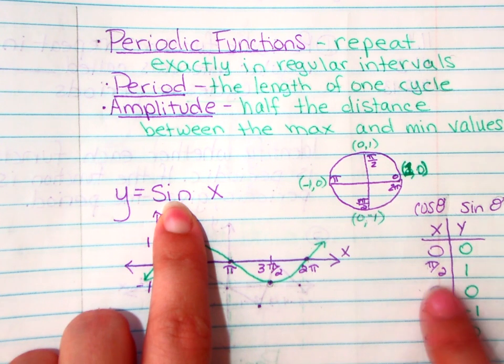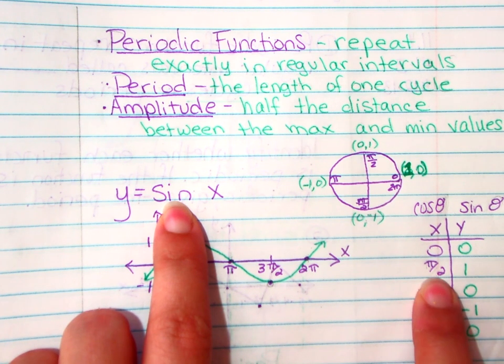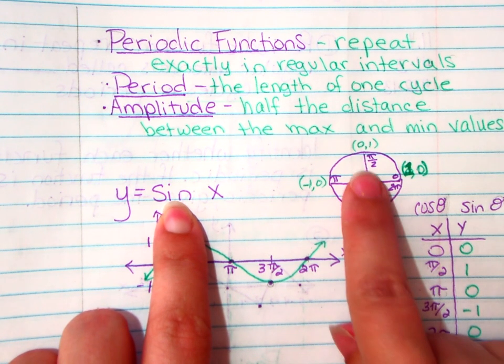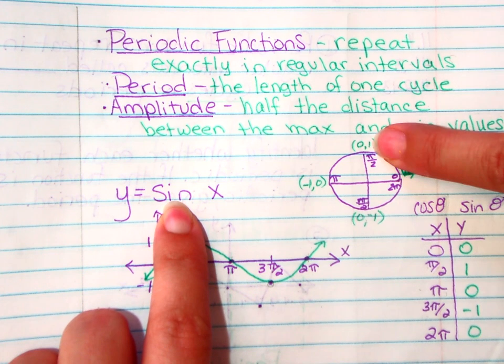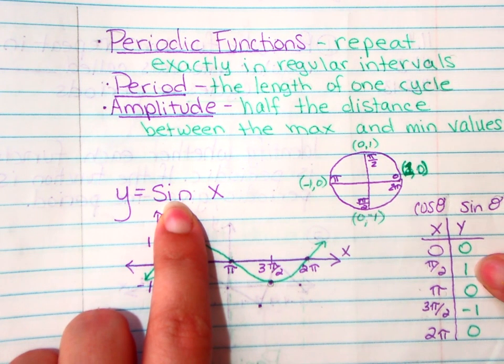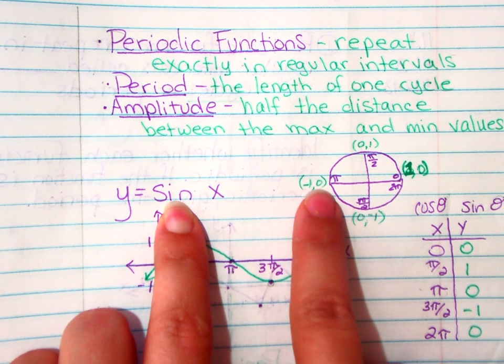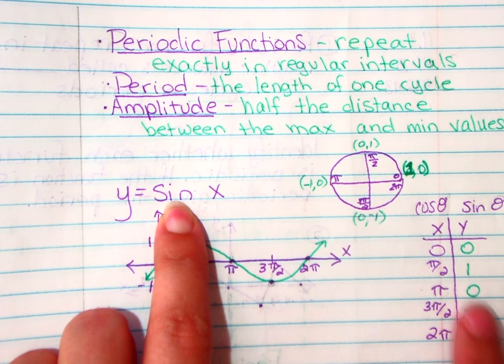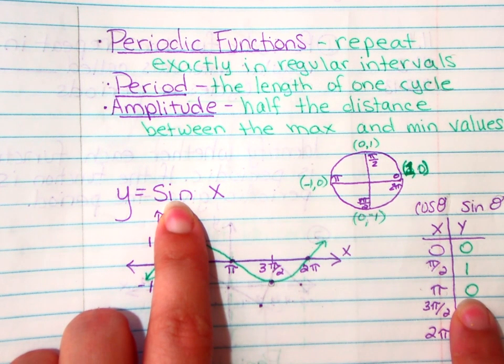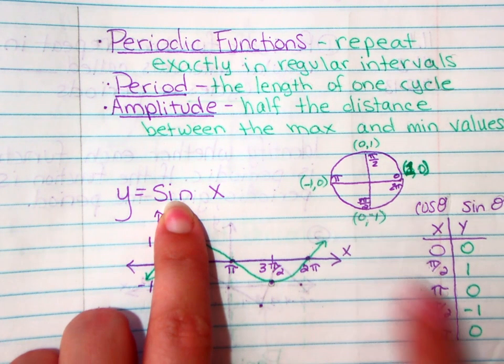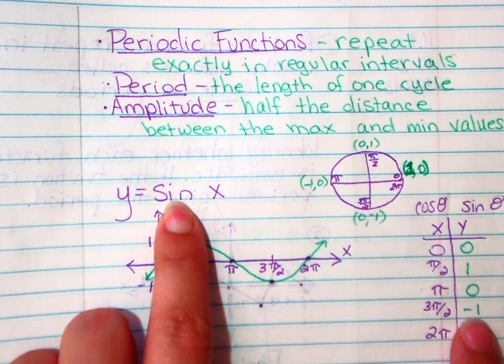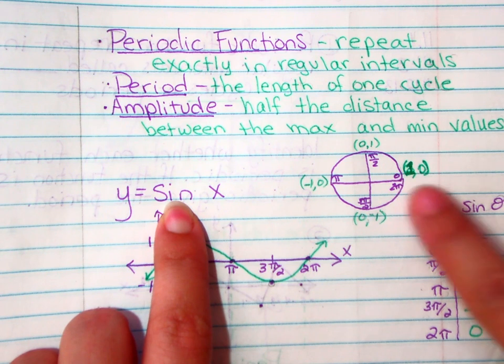All right, well, sine at pi over 2. So I go up to pi over 2. What is my sine? It's a 1. What is my sine at pi? My sine is my y. It's 0. What is my sine at 3 pi over 2? Negative 1. What is my sine at 2 pi?